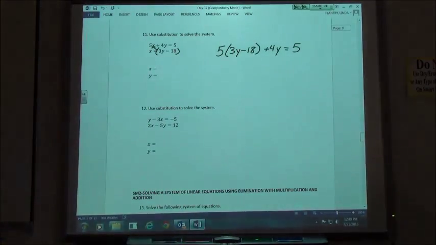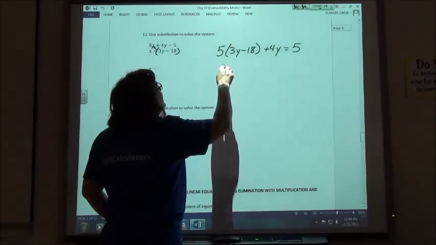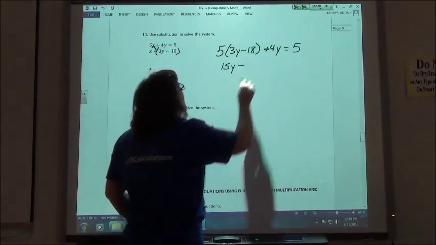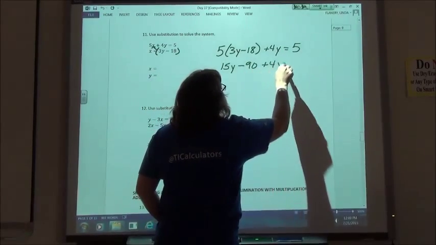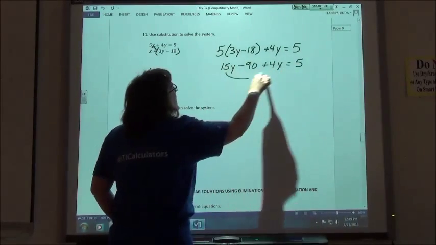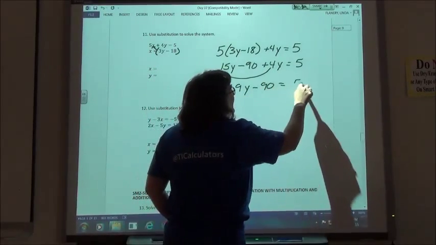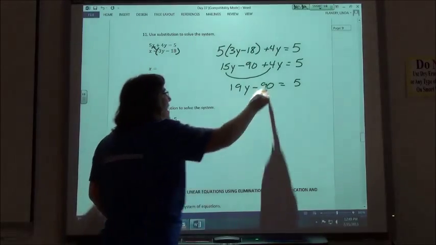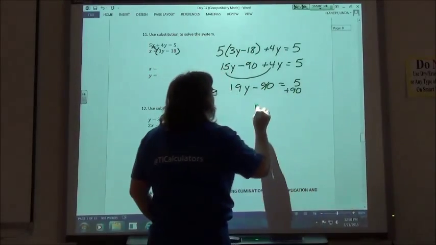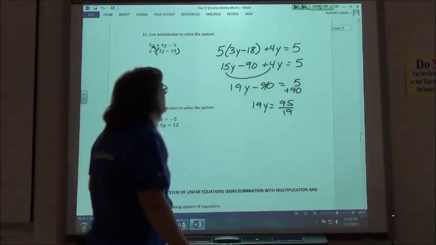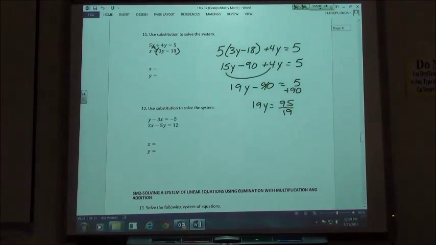So multiplying that out, we would get, combining my like terms, adding my 90, and dividing. It's 95 divided by 19. Is it 9? 5?